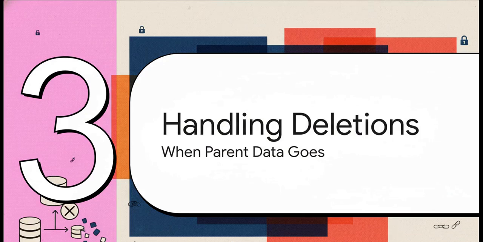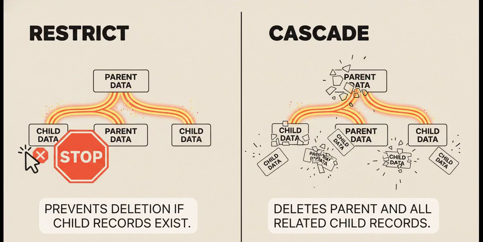Now, we're going to get into something a little more advanced, but it's absolutely critical to understand. Once you've set up these relationships with foreign keys, what happens to the child records if you delete the parent? This is a huge decision you have to make when you're designing a database. Your two main options here are restrict and cascade. Restrict is the default, and it's definitely the safer choice. It says, nope, you can't delete this parent record because it still has children that rely on it.